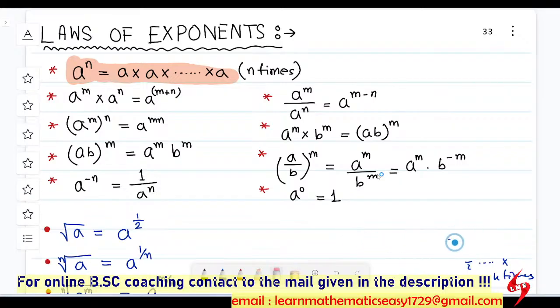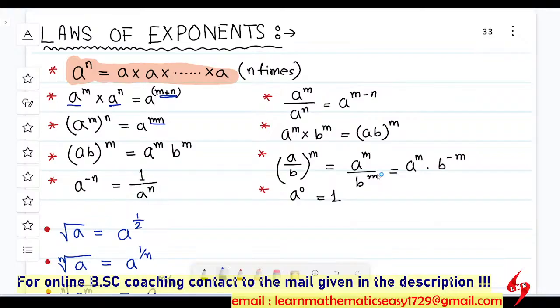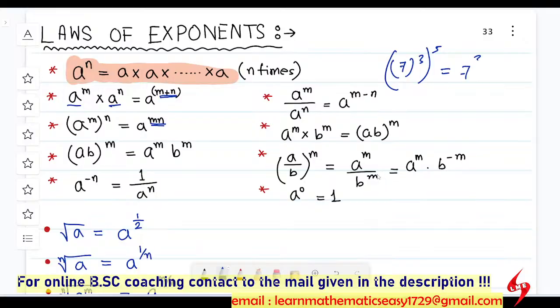Now here are some other formulas. If a to the power m into a to the power n, if the bases are the same, then the powers will be added. And power of power will be multiplication, like this. If I have 7 to the power 3 whole to the power 5, then that will be 7 to the power 3 into 5, that is 7 to the power 15. Just like that.